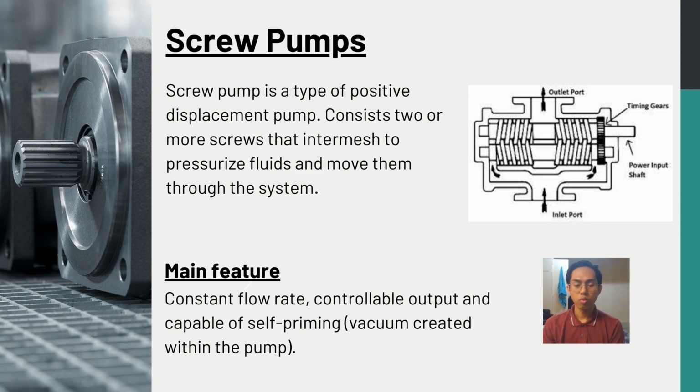One shaft must be the power input shaft, and the others will be controlled by timing gears. The main feature of this screw pump is it has a constant flow rate and controllable outputs. It's also capable of self-priming.